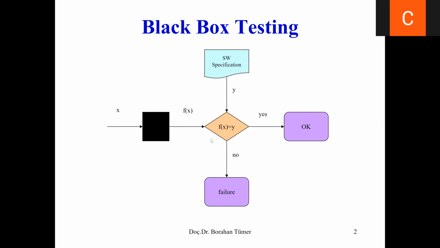Well, what is the correct output? How are we going to learn this? Where are we going to take this from? Our reference for the correct output is the software specification document. So we perform the functionality testing or black box testing against the specification document.